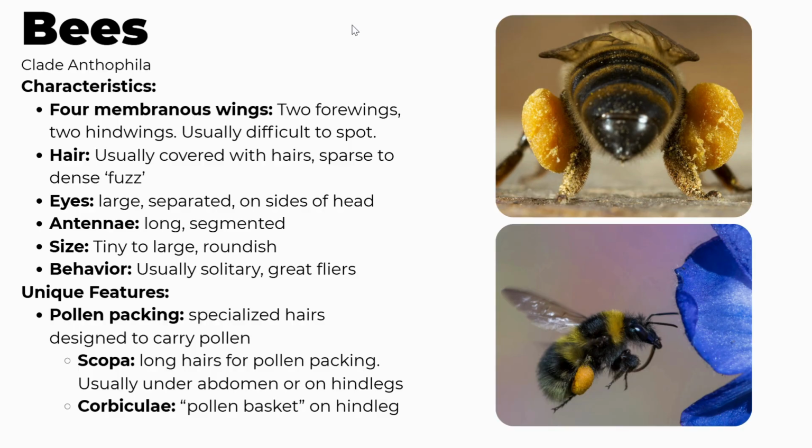Finally, we do have an anatomical part called the corbicula. This is going to be a pollen basket, and it's located in the hind legs of certain bees. These bees will be mainly the honeybees and bumblebees. We can see it in the pictures here on the right. It looks like a big chunk of pollen located on the back of the legs.